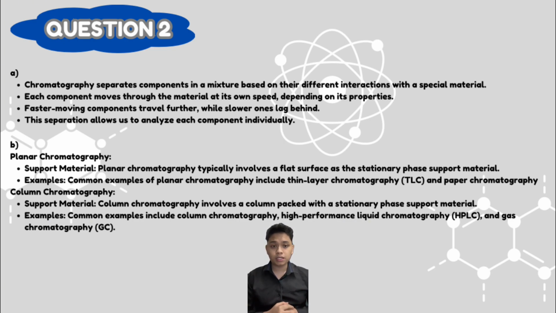For answer B, planar chromatography. Support material for planar chromatography typically involves a flat surface as the stationary phase support material. For example, planar chromatography includes thin layer chromatography and paper chromatography. Column chromatography: the support material involves a column packed with stationary phase support material. Common examples include high performance liquid chromatography, HPLC, and gas chromatography, GC.